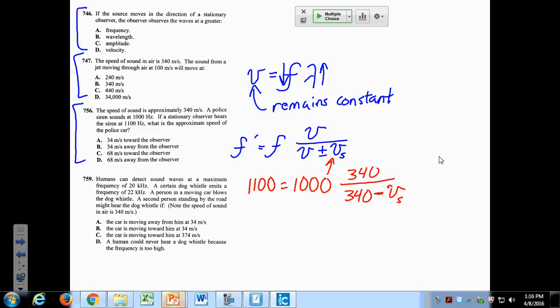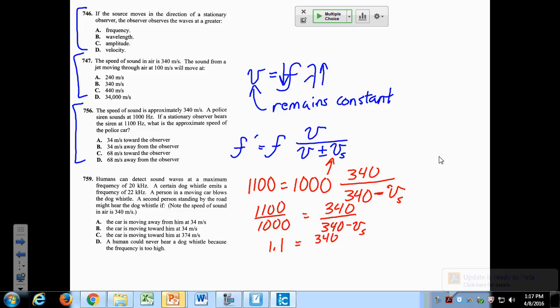So you can try to remember that mnemonic, the whole top-bottom bit, and that's okay, but I find it easier just to think about the context of the situation. All right, so we have 1100 over 1000 equals 340 over 340 minus Vs. 1100 over 1000, that's 1.1, and 340 over 340 minus Vs.